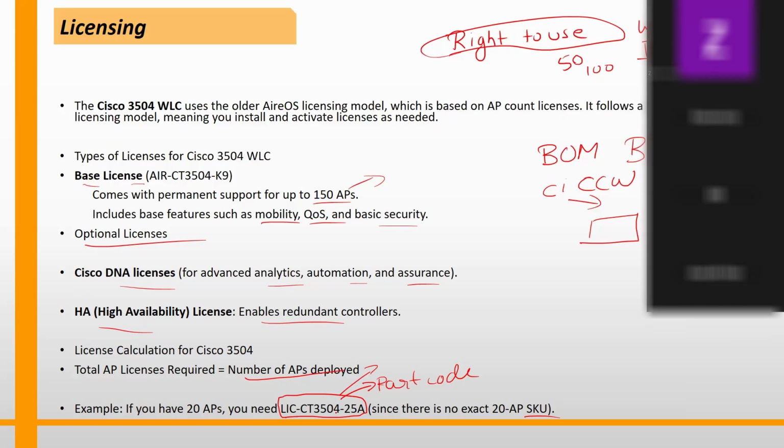You just purchase it. It is present on the paper, but you are not going to install that license in the device itself. It is a right to use license in the 3504. Only the hardware is the limitation for the licensing.